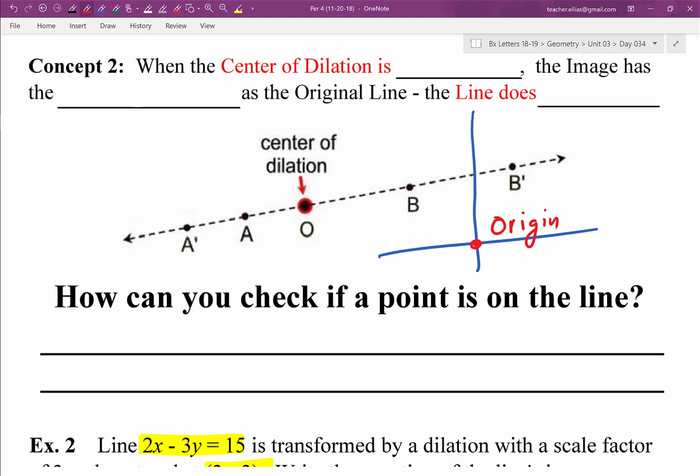Where is the center of dilation? In the middle. The middle of what? The line. Yeah. That blue thing is our line. When that center of dilation is on the line, is the line going to go further away? No. So it has to stay there. So is your line going to change? No.